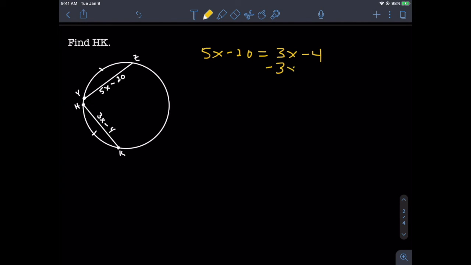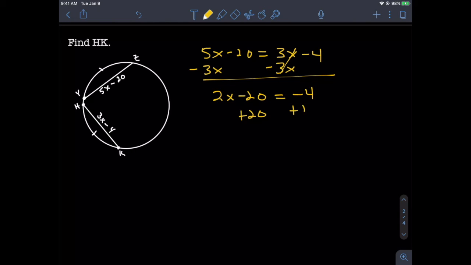Take the small variable to the big variable, minus 3x from both sides. This gives us 2x minus 20 is equal to negative 4. Then we're going to add 20 to both sides, like so. This is going to give us 2x is equal to 16. And then we divide by 2, and that's going to help us solve for x. x, at the end of the day, is equal to 8.